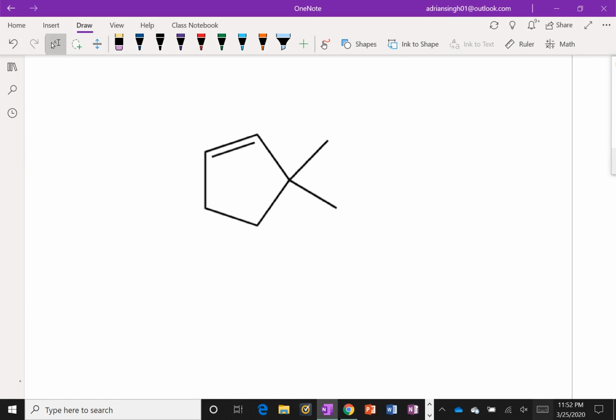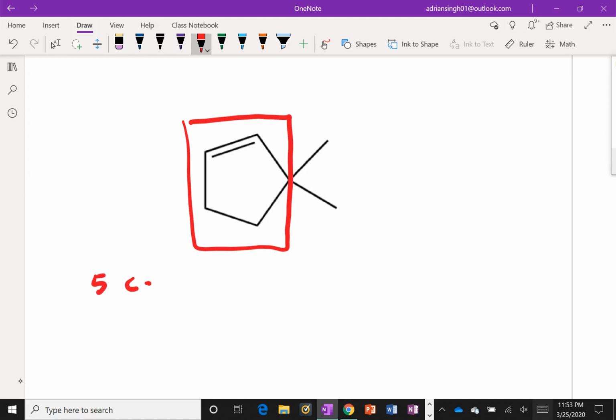Okay, over on the right side, we have another structure. Here it may look a little complicated, but what you want to try to do is either find the longest chain, or in this case, there's a ring right here. All right, and that's a 5-carbon ring. That would make it cyclopent. There's your double bond, so that would make it a cyclopentene.